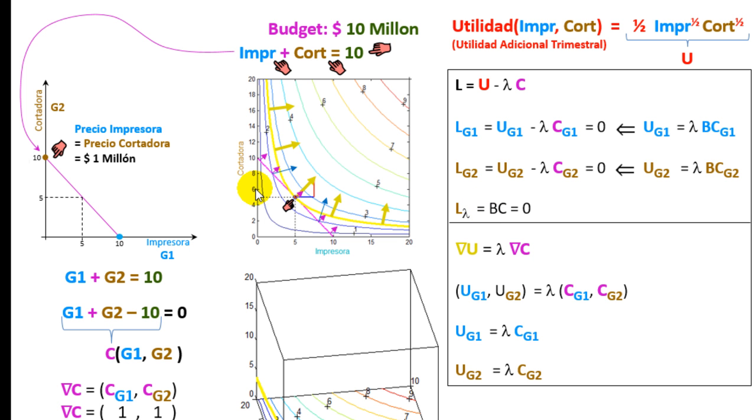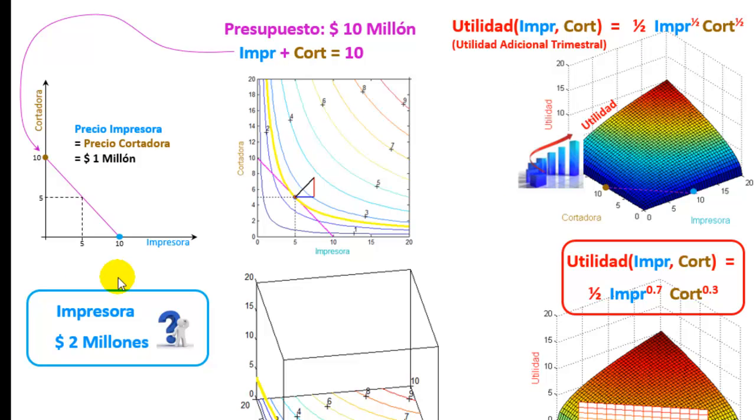because in this example it's quite intuitive to find out that the solution is 5, 5, because both prices are 1 and because this is symmetrical. But if you have, for example, that the price of the printer is not 1 but 2 million, you will see that this point moves here, because with a budget of 10 million you will be able to buy not 10 but only 5 printers, because the price is 2. And then if you have here one half, then this is symmetrical.